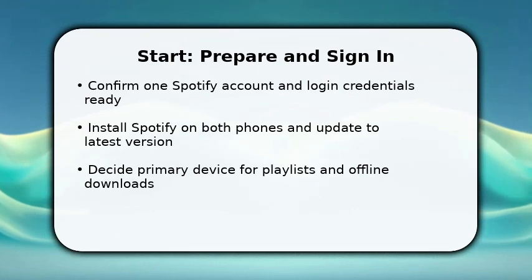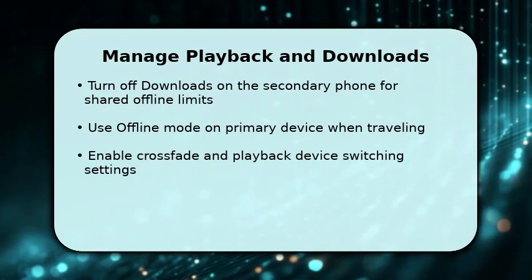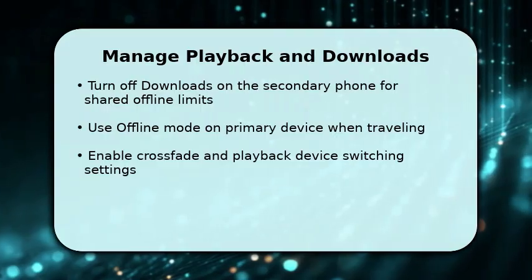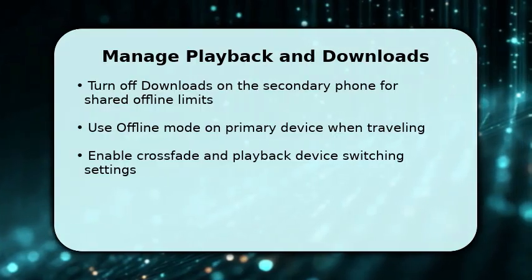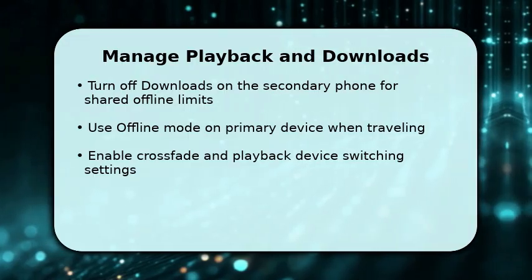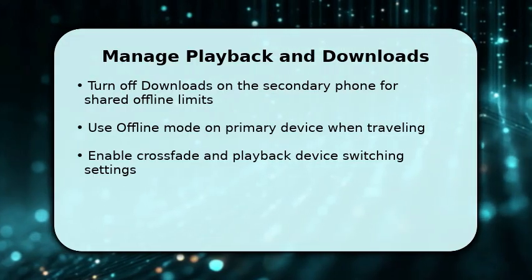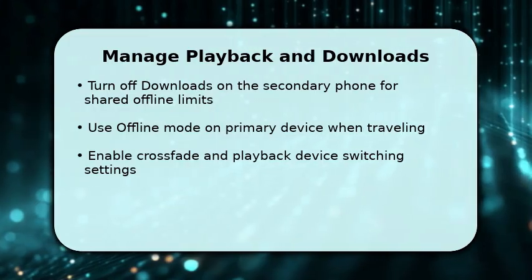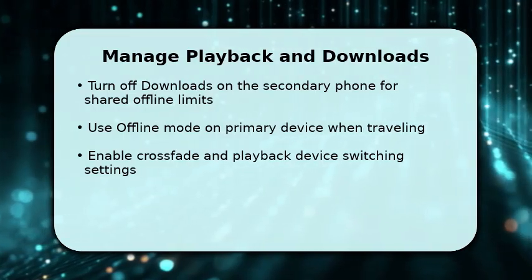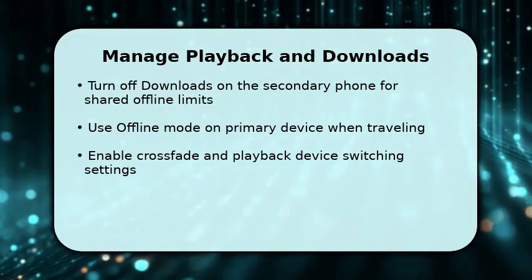Now you'll adjust how playback and downloads behave. On the phone you'll use less, turn off downloads, and avoid enabling offline mode unless you need specific tracks. You can download playlists on one device and stream on the other. Spotify limits offline device slots, so keep one phone as the download hub.